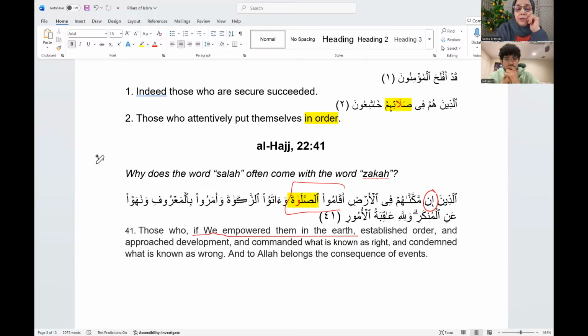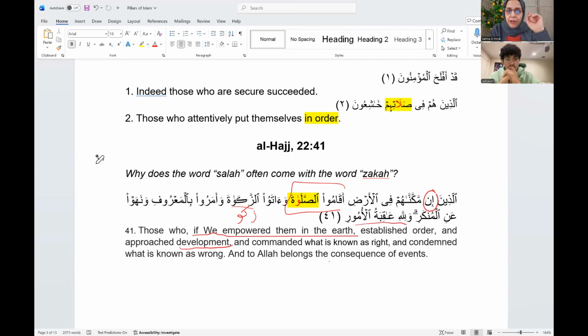And wa'atu zakah, and give zakah. And zakah comes from zakah. We will work on it in the third pillar. And zakah is basically to grow and to develop yourself. وَأَمَرُوا بِالْمَعْرُوفِ وَنَهُوا عَنِ الْمُنْكَرِ. And commanded what is known as right and forbade what is wrong. And to Allah belongs the consequences of events.